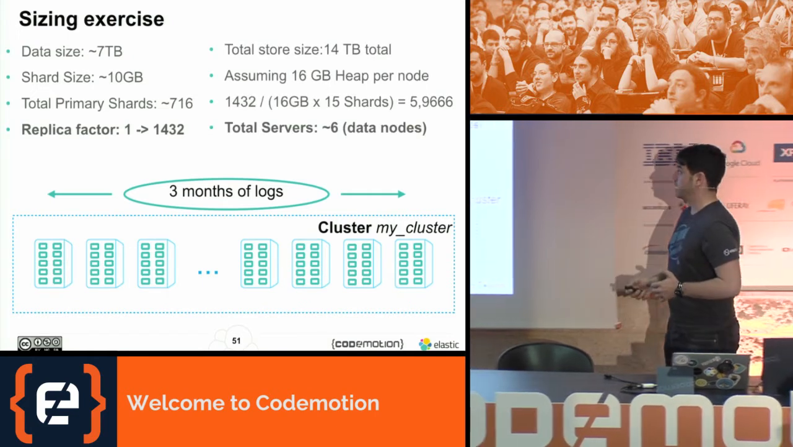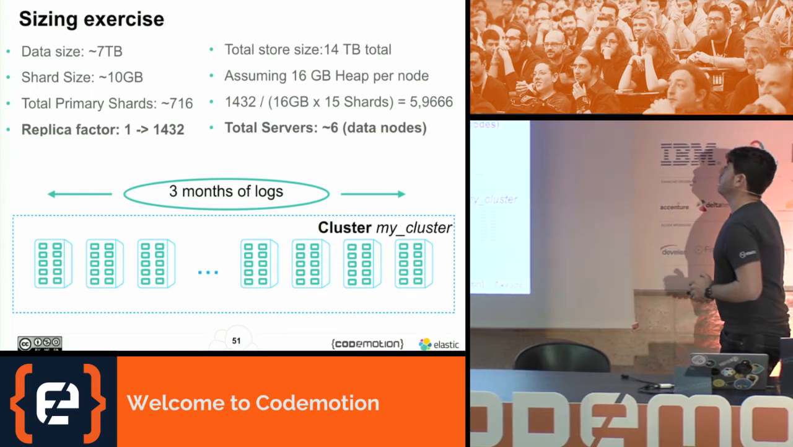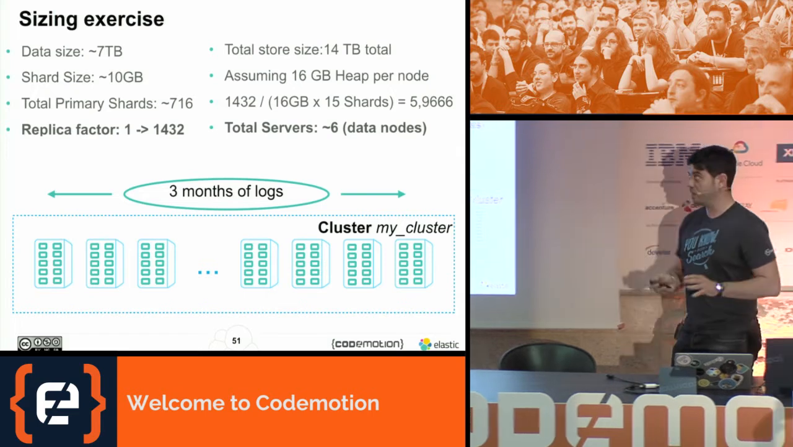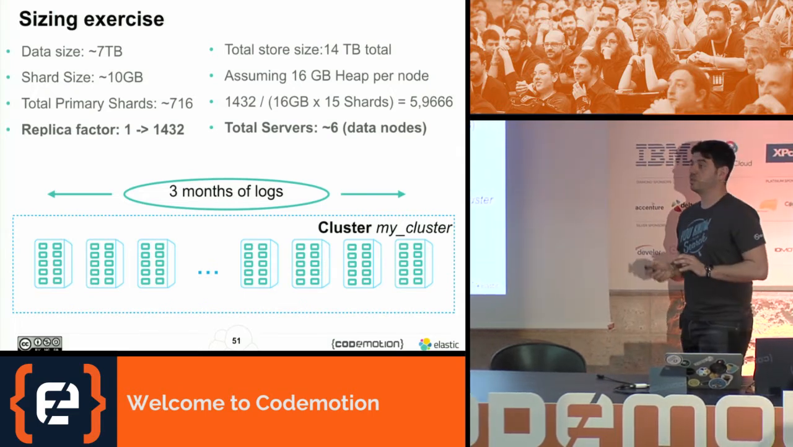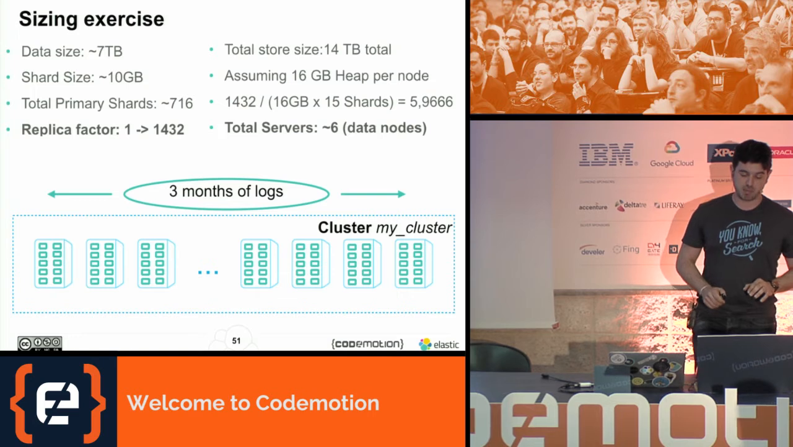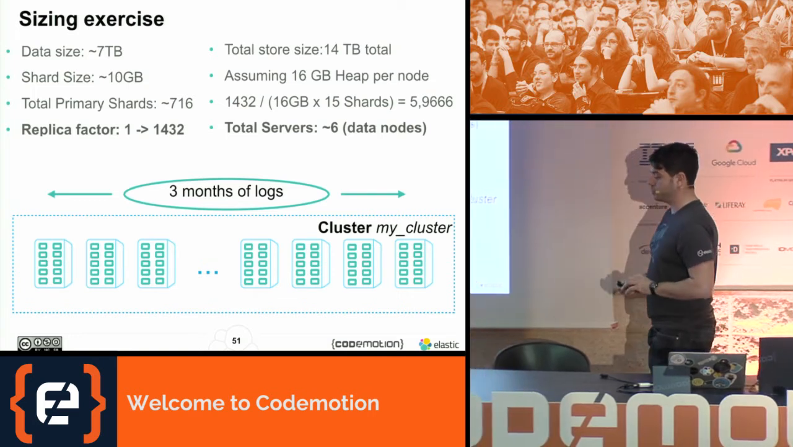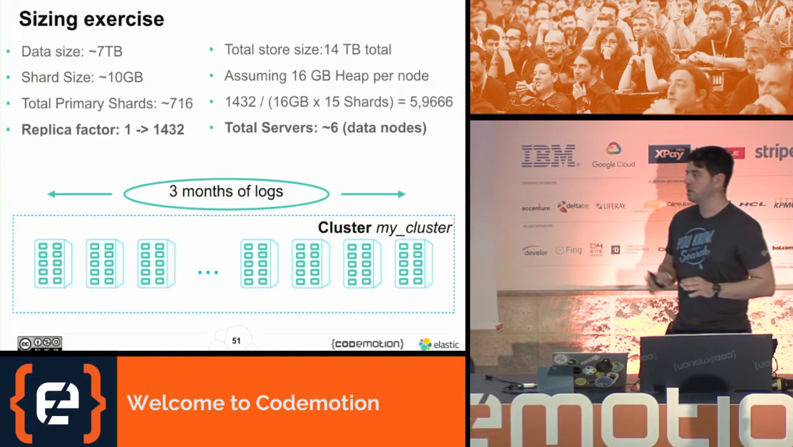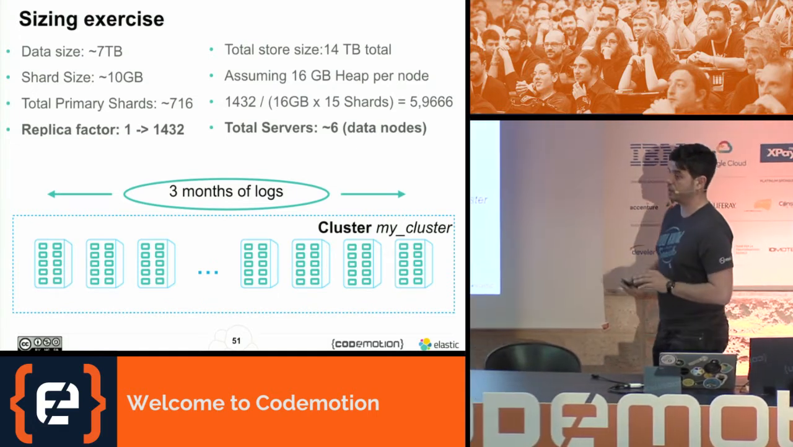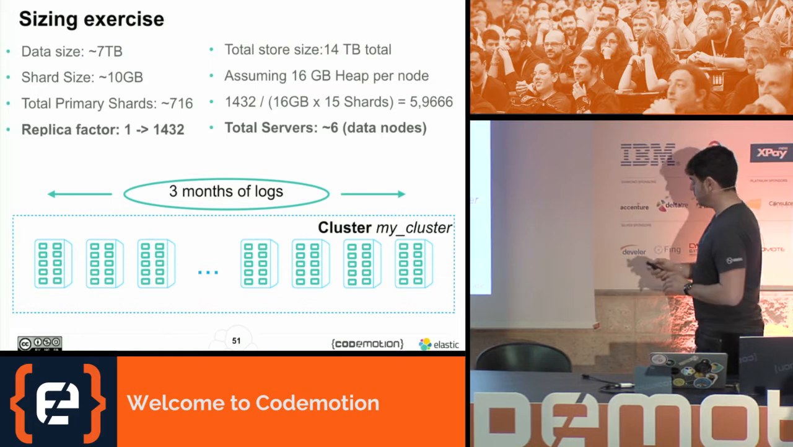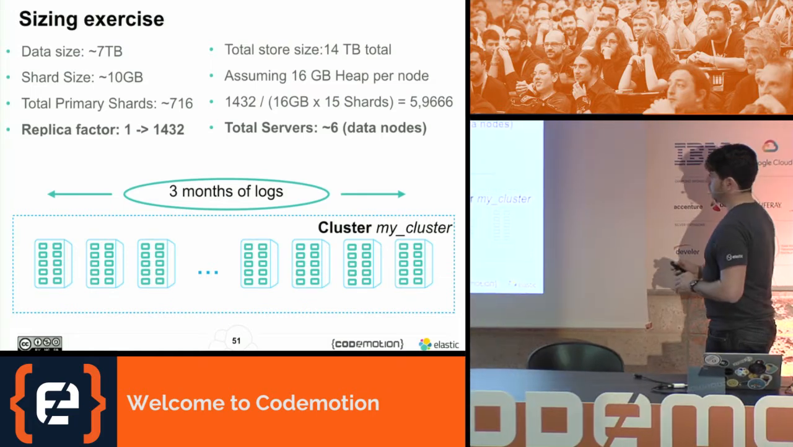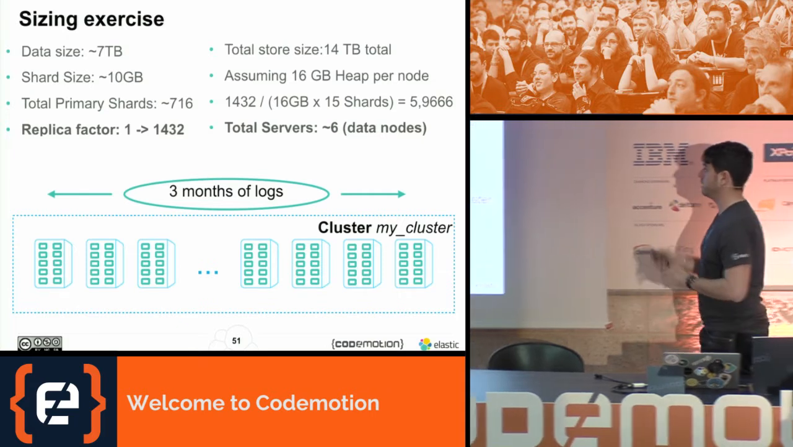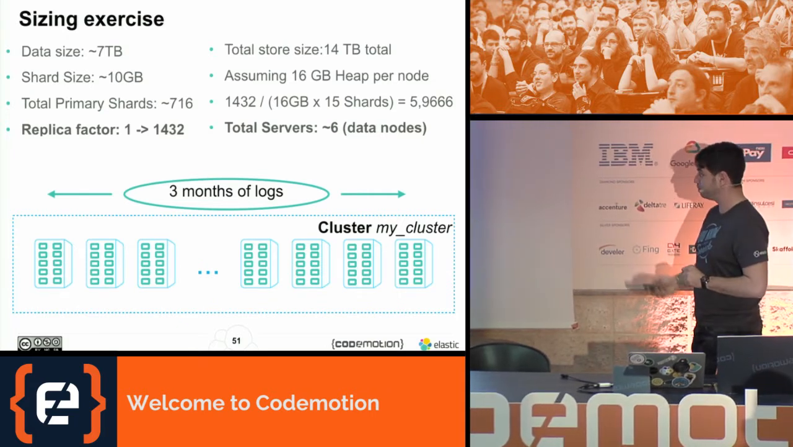So how many nodes will that require? There are several factors here, several variables. We need to set some fixed values. We assume we have Elasticsearch instances with a 16 gigabyte heap. What we want to do is to set a fixed ratio between the amount of allocated heap per node and the number of shards, so that's not unbounded. So we set that limit to 15 in this case. So we have 1432 shards divided by the number of shards that a node should have, and then we end up with about 6 data nodes.